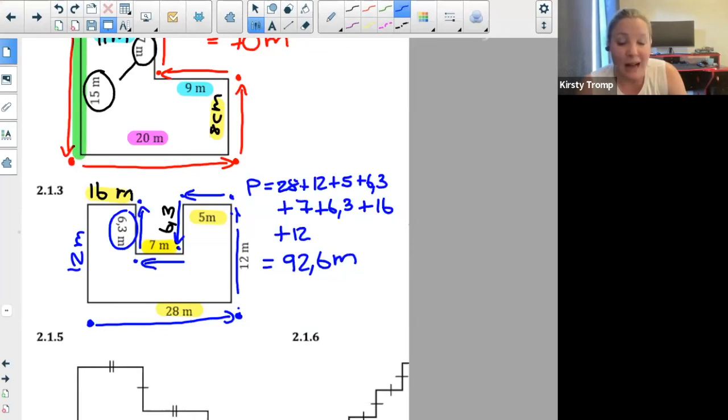Guys, some people are still asking me, how did I get 6,3? I got 6,3 because that 6,3 is equal to that 6,3. It's the same height. So that's where I got the 6,3 from.